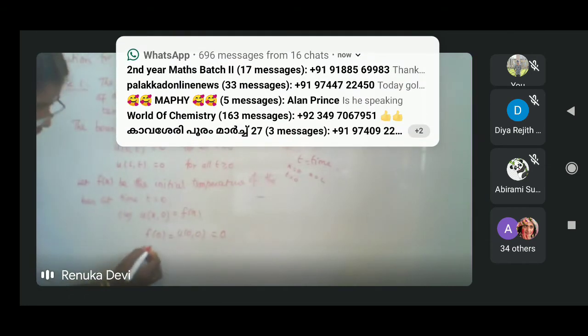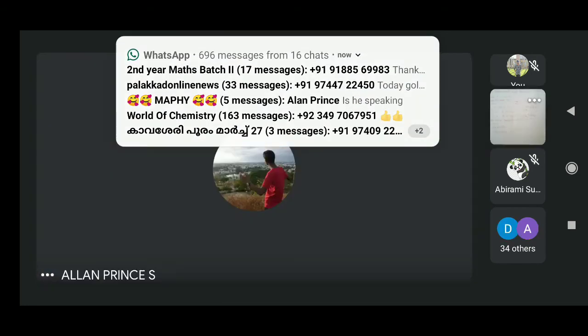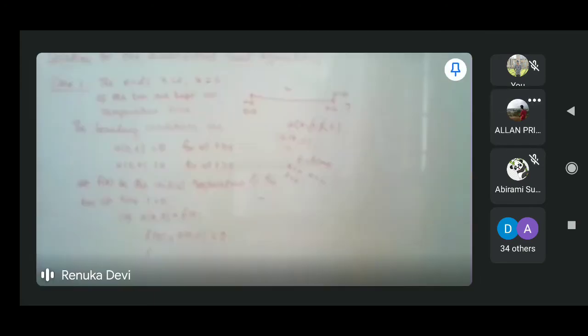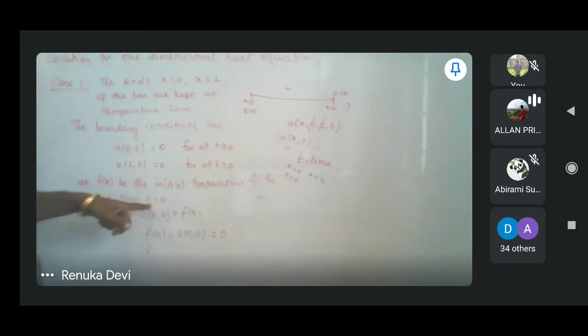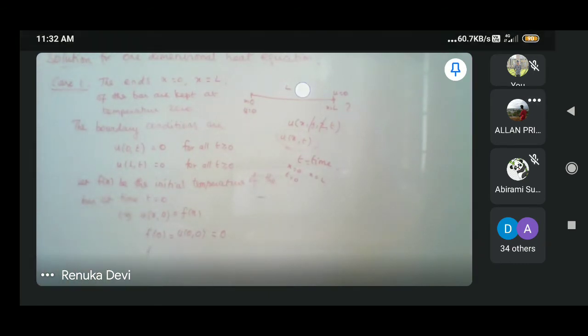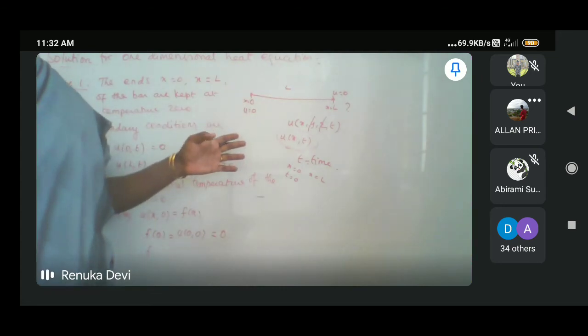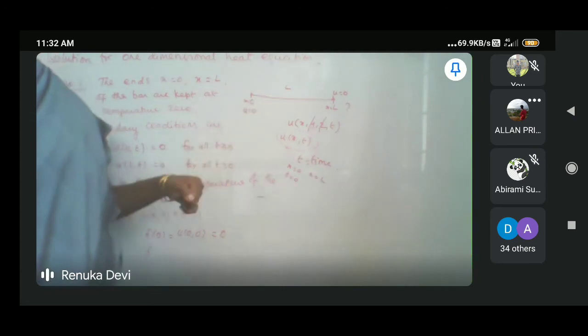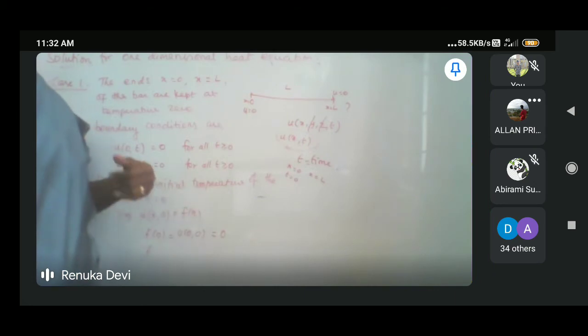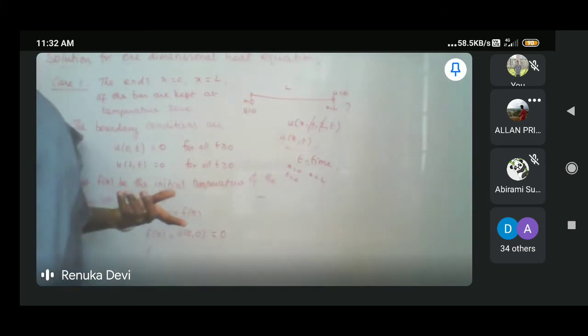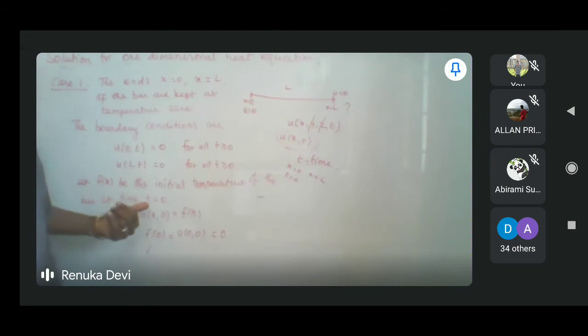Ma'am, yes. When t is equal to 0, x is not always equal to 0, ma'am. T is time. When t equal to 0, can we have an x value, ma'am? T equal to 0, the time is 0. Initially we have started the experiment. We assume the time we start the experiment at t equal to 0.